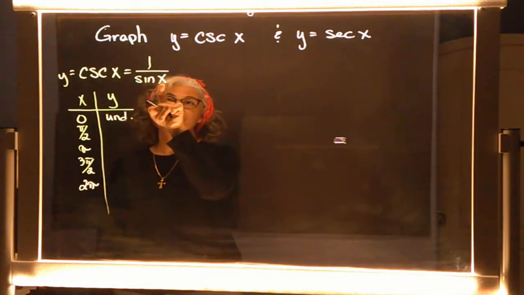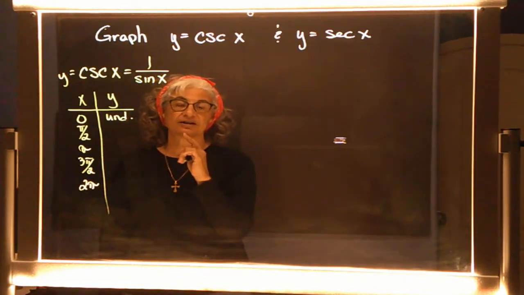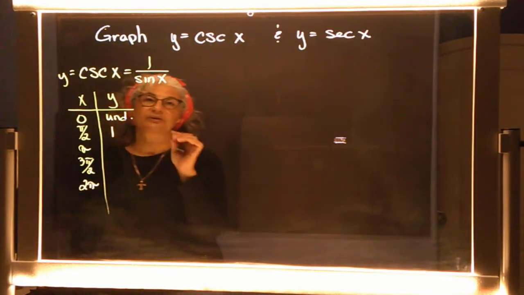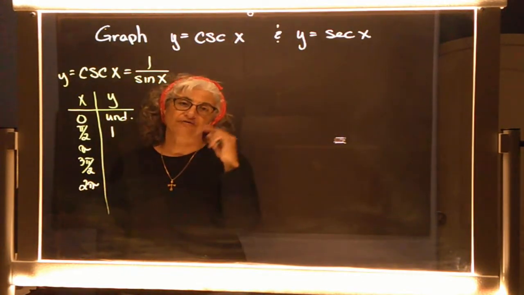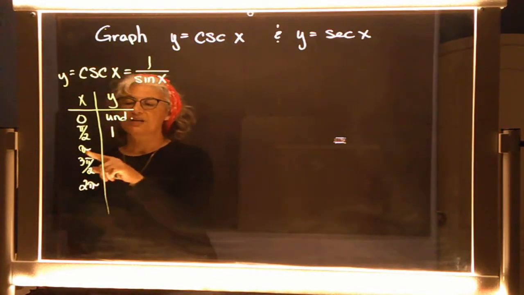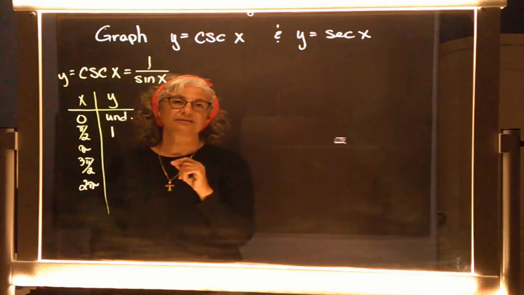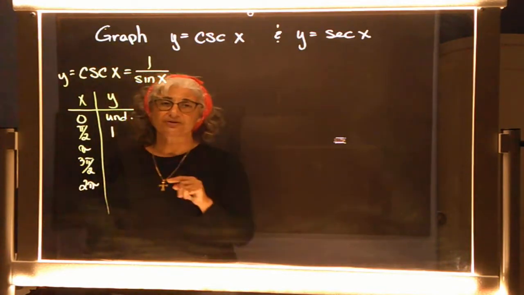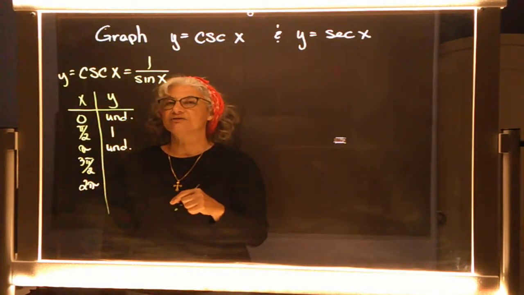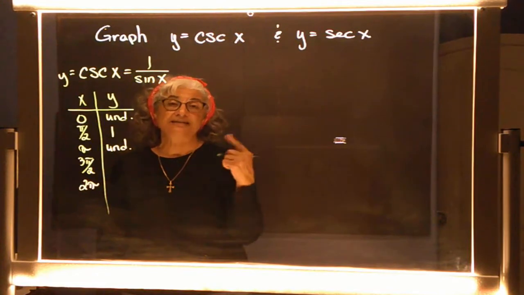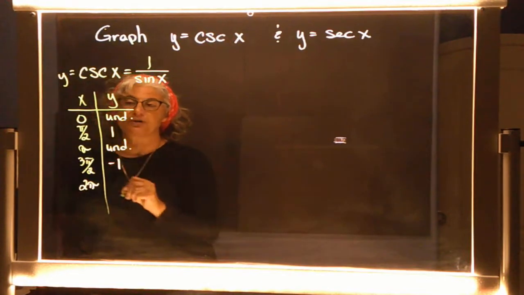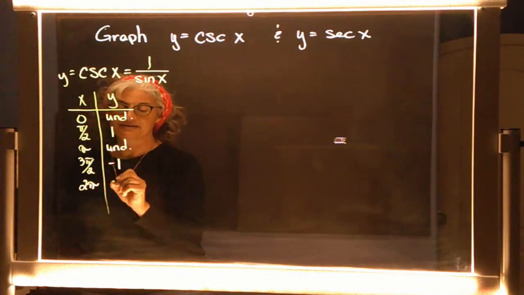So pi over 2, if I take the sine at pi over 2 radians, good, that's a 1. And 1 over 1 is 1. Remember, cosecant's the reciprocal of sine. If I remember what sine is, all I've got to do is flip that number over, right? Take its reciprocal. At pi, what's the sine at pi? 0. And 1 over 0? Yep, undefined again. How about at 3 pi over 2? What's the sine at 3 pi over 2? Good, -1. And if you take the reciprocal of -1, it's -1. And back to 2 pi, well, 2 pi and 0 are the same.